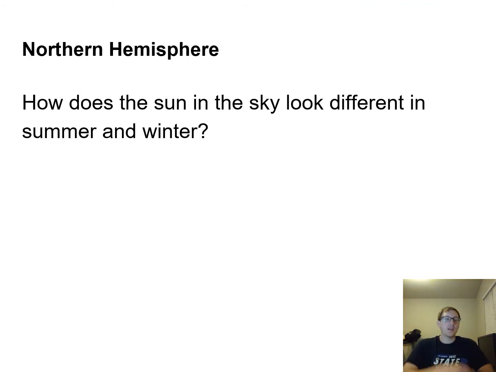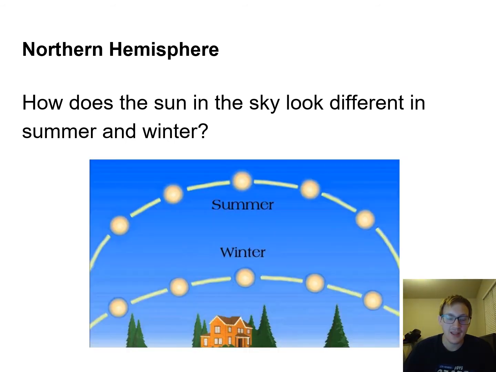Okay, so in the northern hemisphere, how does the sun in the sky look different in the summer than in the winter? And the answer to that question is that it is much, much higher in the air. We see it at a much higher angle than in the winter. It's at a much lower angle. It doesn't get as high in the sky.